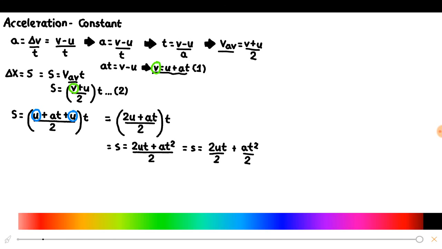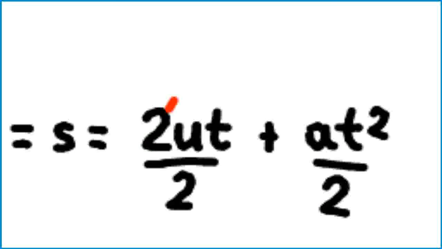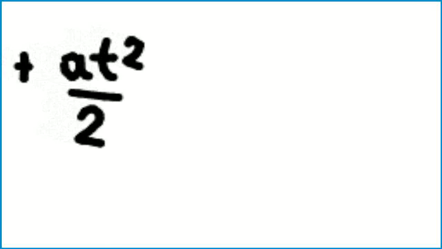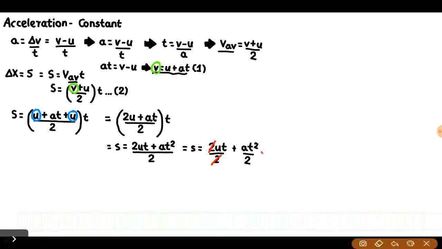So it's possible to cancel 2 and 2. Let's make here 1 and here 2a, and so let's make here at square. Let's write the correct formula here.